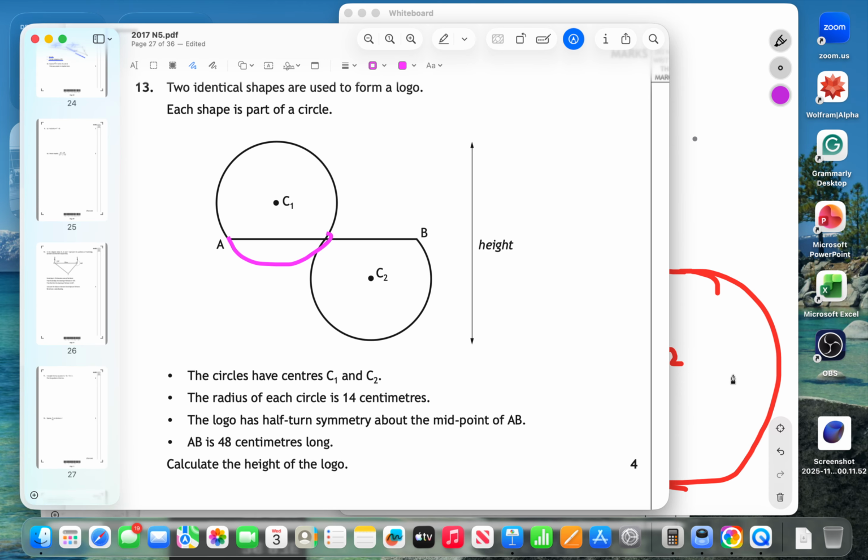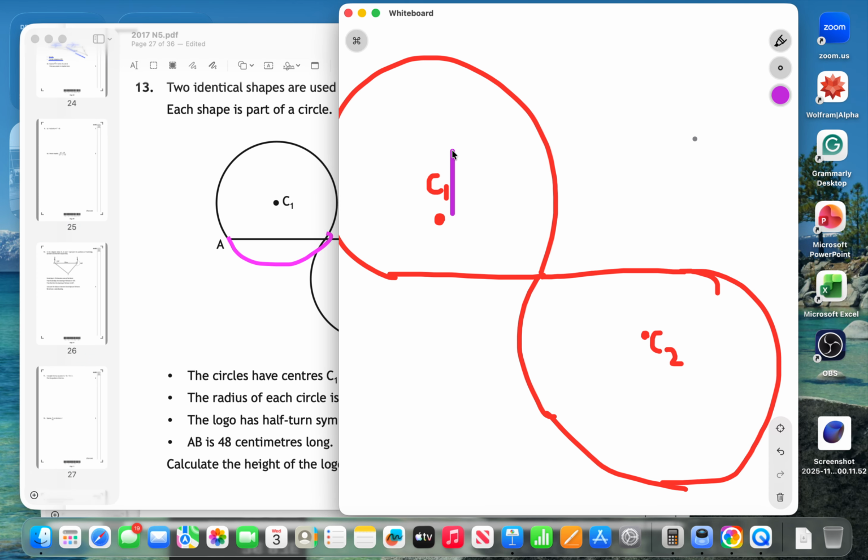The radius is 14. So the radius goes from the centre to any point on the circumference. This is 14 centimetres. You do want to do a sketch in this because this question is very difficult, and it's even worse if you don't have a sketch. So you've got the two radii.